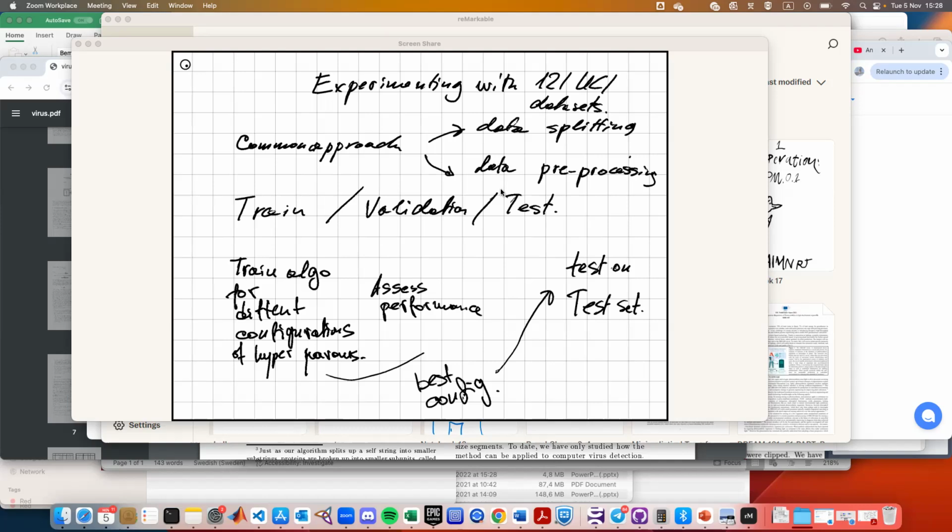So what normally people do, they take the train set and split it into two equal parts. From the training file, you split it into two equal parts. At least that's what they use in the papers. Use one for training, one for validation. And then for this final test, they retrain for the best configuration on the entire training set. They don't leave out the validation set. And test on the test set.